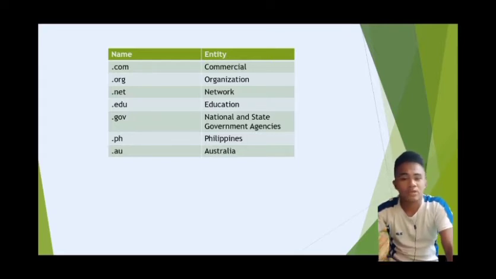Next, we have the .edu, which stands for education. Next, we have the .gov, which stands for national and state government agencies. Next, we have the .ph, which stands for Philippines. And last is the .au, which stands for Australia.